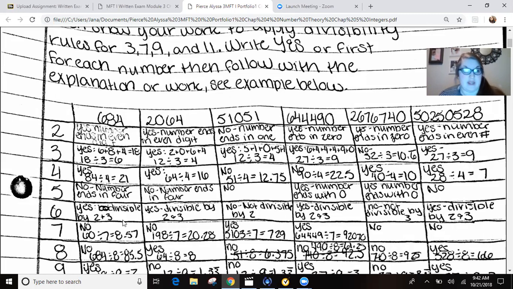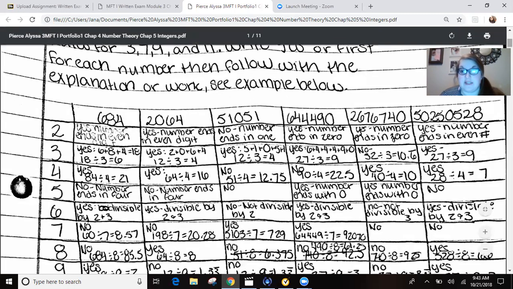For 6, we have the divisibility rule: if it's divisible by 2 and 3, then it's divisible by 6. So we just have to look at my above chart. So yes, because that's divisible by 2 and 3. Yes, because that's divisible by 2 and 3. No, because while it's divisible by 3, it's not divisible by 2. Yes, because this number is divisible by 2 and 3. No, because it's not divisible by 3. And yes, because it's divisible by both.